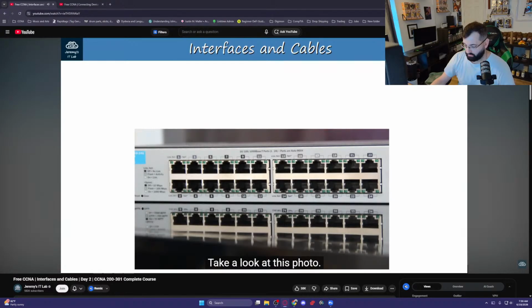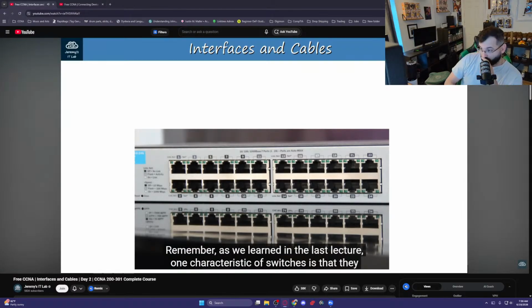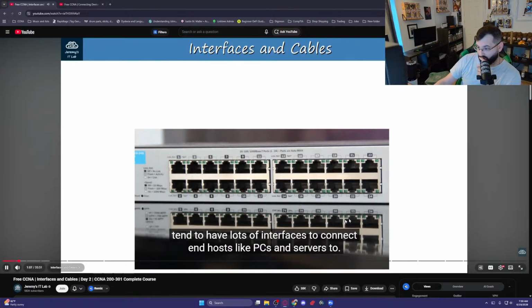Take a look at this photo. This is the front of a switch. Notice the 24 interfaces, also known as ports. Remember, as we learned in the last lecture, one characteristic of switches is that they tend to have lots of interfaces to connect end hosts like PCs and servers to.